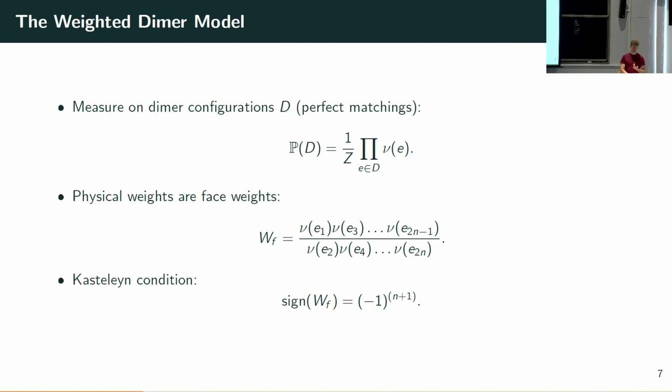So the actual physical weights in this case are what's called the face weights. These are cross ratios of all your edge weights around one face. And it turns out that complex edge weights define a dimer model if and only if this Kasteleyn condition is satisfied. So these face weights need to be, first of all, real, but also of the correct sign. And this goes back to Kasteleyn. I didn't put a year here. I'm very sorry.